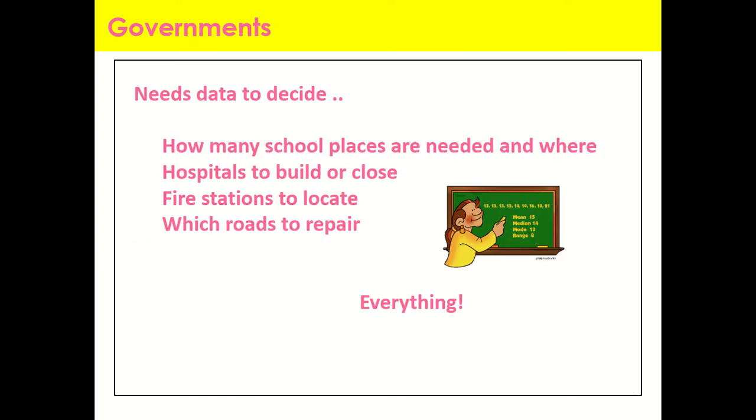A couple of examples for you. Governments use statistics and need data to decide how many school places are needed and where the schools should be, whether we should be building new hospitals or closing them, where the best places to have fire stations would be, and which roads need repairing. So governments need statistics for everything they decide.